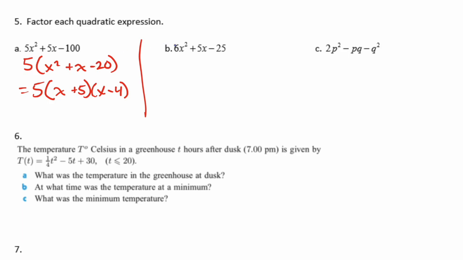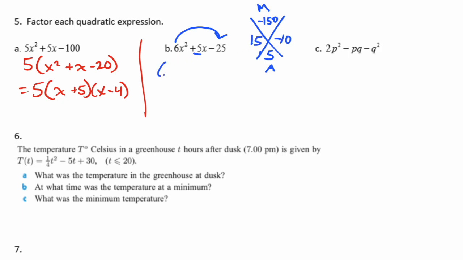That type is easy, but when you have a number in front of x squared that you can't factorize out, it's a little bit more complicated, and one way to do it is to multiply 6 times negative 25 is negative 150, and this number is a 5, so we put the 5 there. We need to look for two numbers that multiply to give you a negative 150, add to give you 5. Those two numbers are 15 and negative 10.